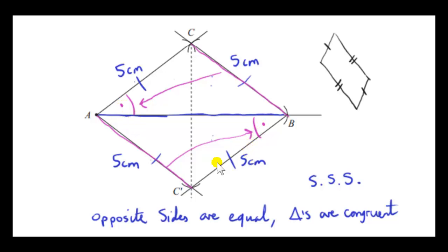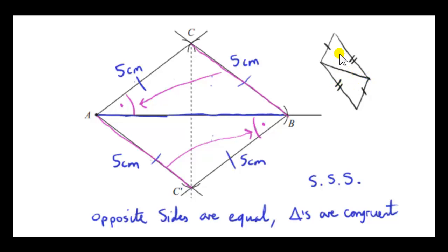Now all four sides are equal in this particular quadrilateral, but in general all four sides might not be equal. Like, let's look at this quadrilateral here. Opposite sides are equal, but this side is not equal to this side. So again, we could still prove that this thing is a parallelogram by drawing in the diagonal.